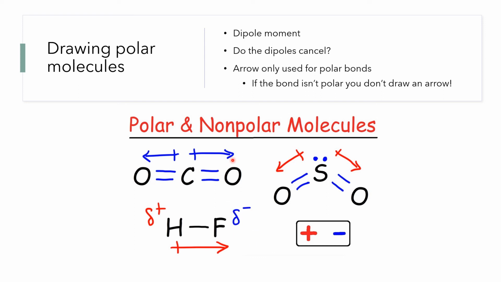Okay, now if the dipoles cancel, so like the electrons like to go this way, the electrons like to go this way, those two things cancel out. So the electrons are not all going in the same direction. Because of that, there's no slight charges on this particular molecule. Same thing over here. Some of the electrons like to go this way, some of the electrons like to go this way. They are all not going in one direction, and so there are no slight charges here.